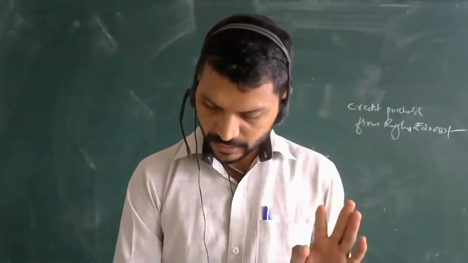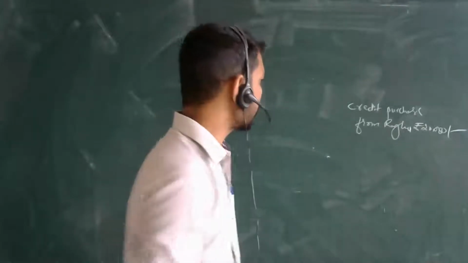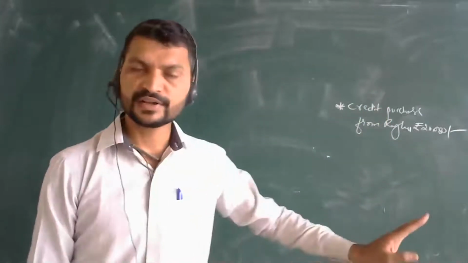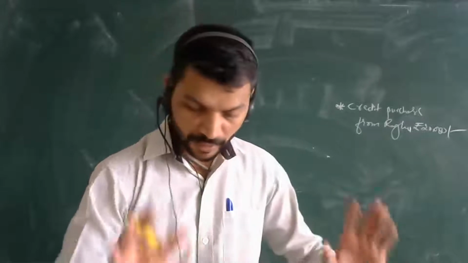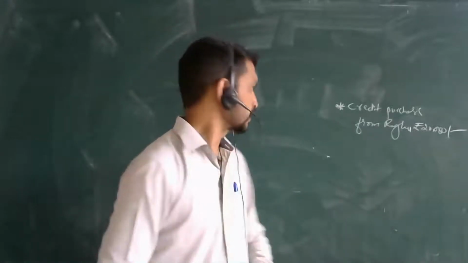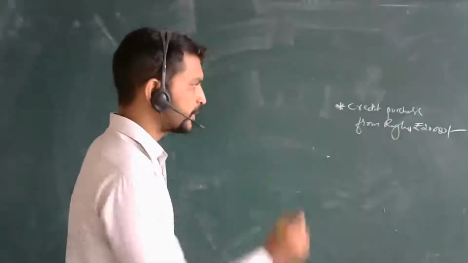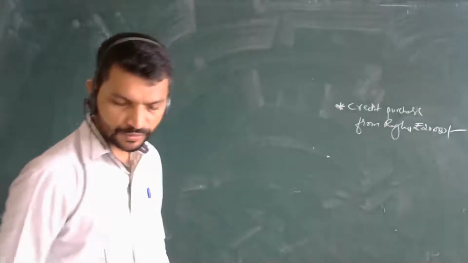What are those errors? The first error says that it was not recorded. It means this transaction was not recorded at all. If this transaction is not recorded, what will be the entry? Now here we have purchased goods from Raghu. What will it be? Purchase account debit to Raghu's account, right?